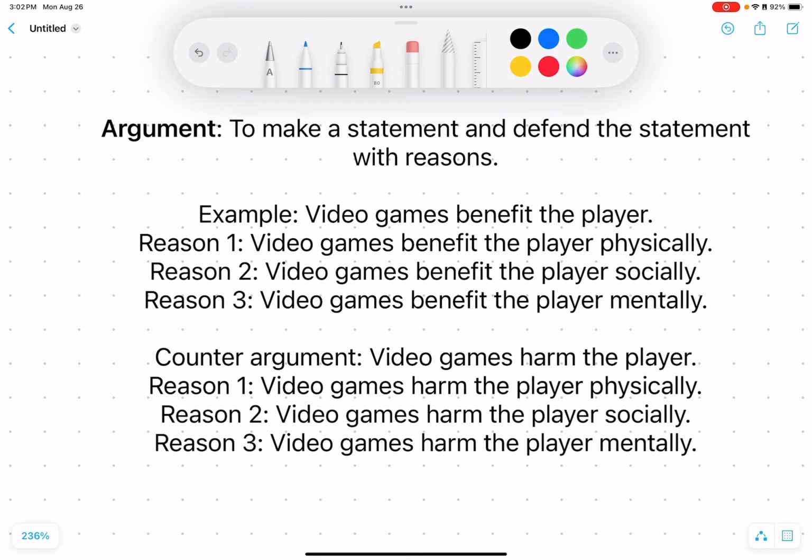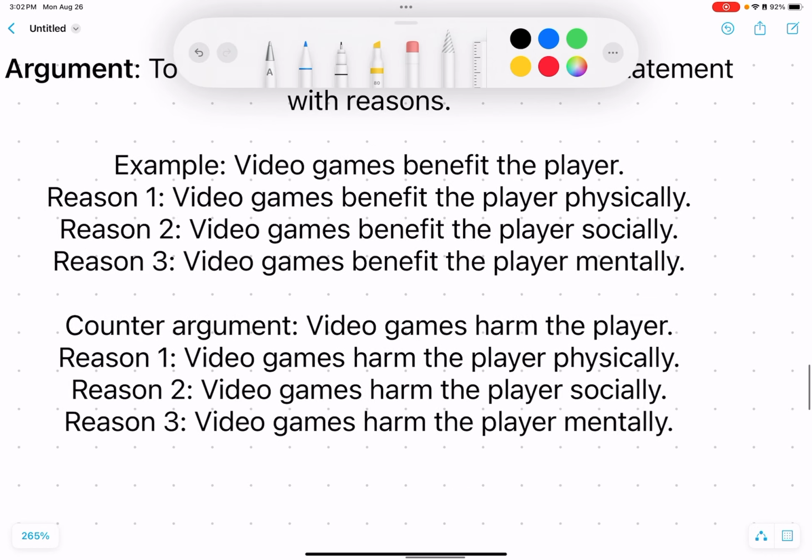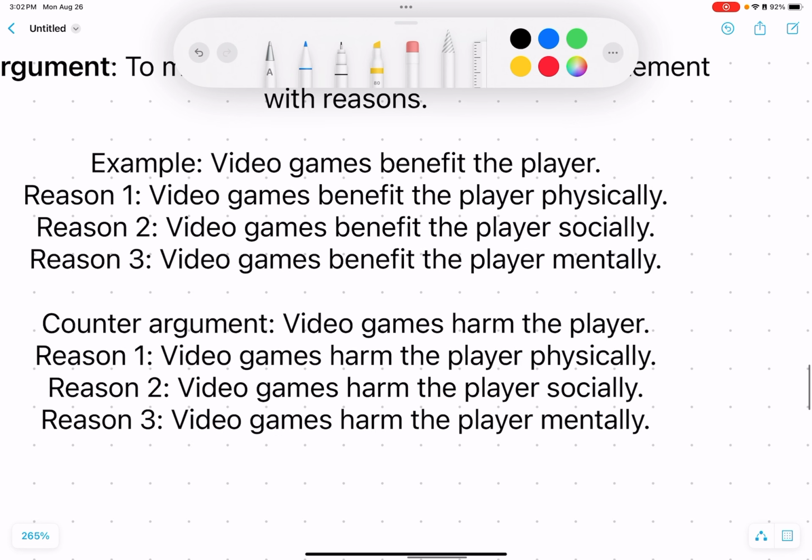So both of these examples are outlines. This would be considered the thesis right here, and this would be point 1, point 2, point 3, and this also would be a thesis, point 1, point 2, point 3. So the funnel method is when you start off with a paragraph that is your introductory paragraph.